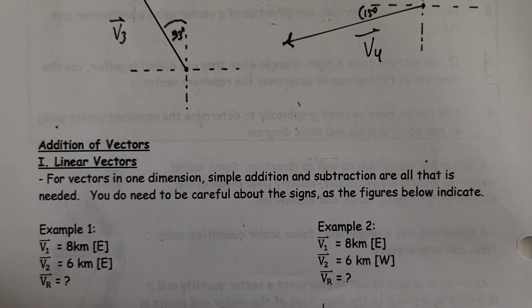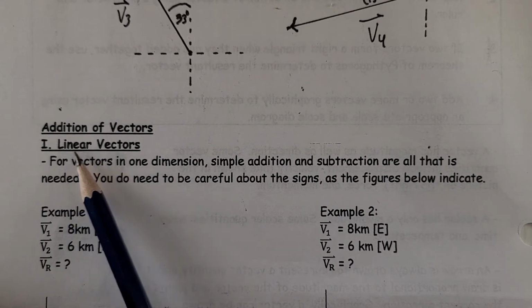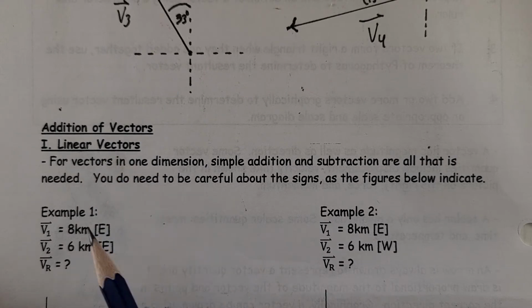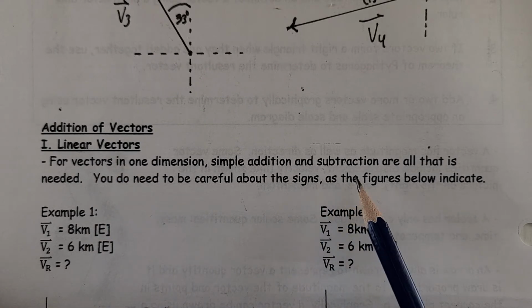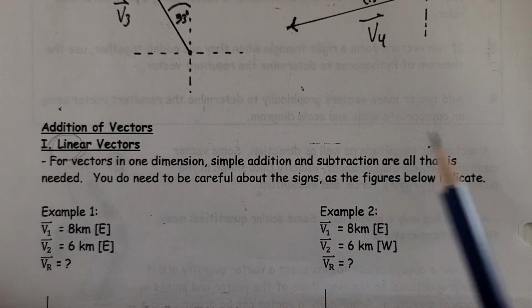Let's look at adding vectors. Now there are different types of scenarios that we could look at, but we'll start with the easiest one, looking at linear vectors. So for vectors in one dimension, simple addition and subtraction are all that are needed if they are linear, i.e. they're on the same line.